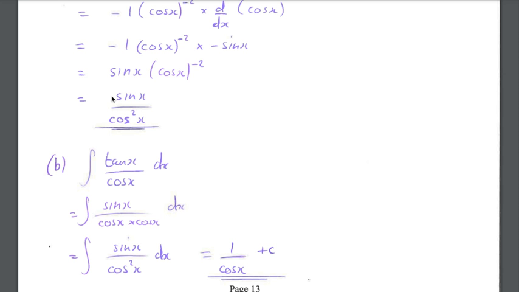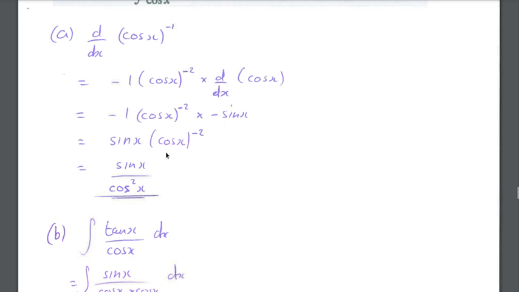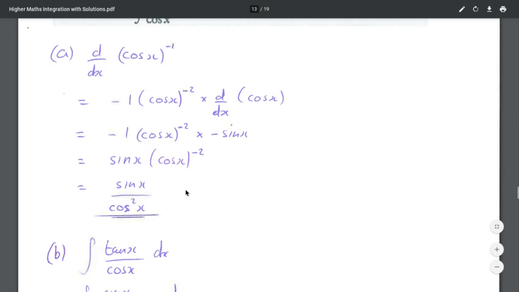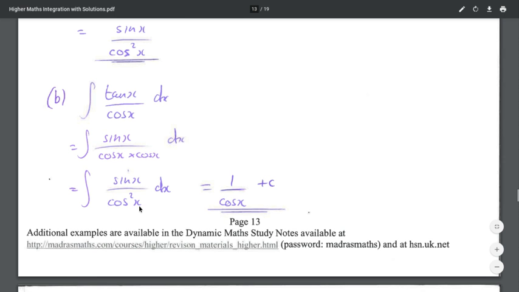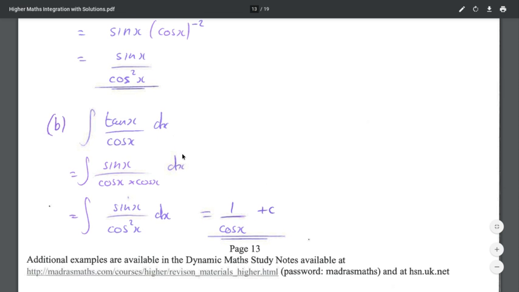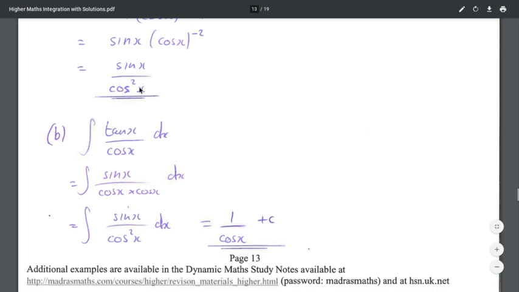Now, that is my answer to part A. How did I get it? I differentiated 1 over cos x. So if I integrate this, I will get back to 1 over cos x. So the integral of tan x over cos x dx is 1 over cos x plus c. Now again, just like with the chain rule questions, we could not be asked this on its own. It's beyond the scope of the course. But we do know that integration undoes differentiation, so we could be asked this as a part B, where we're basically being asked to undo what we've done in part A there.